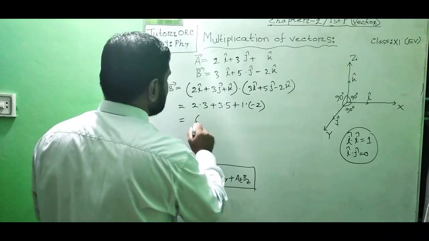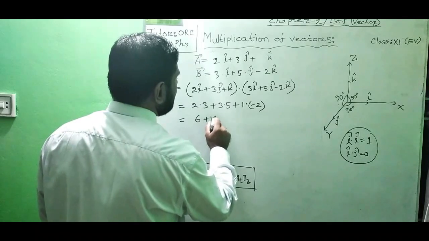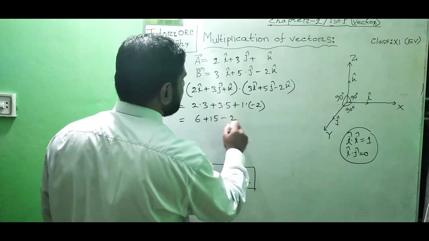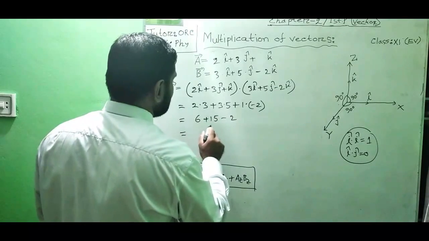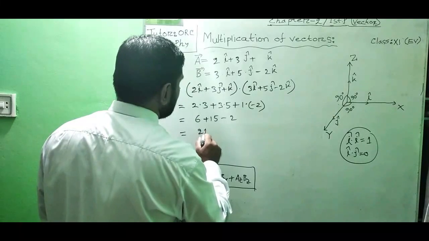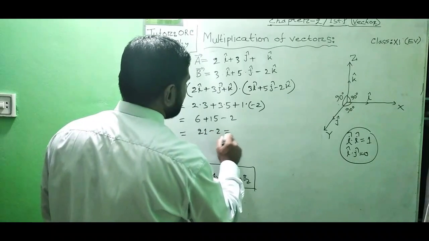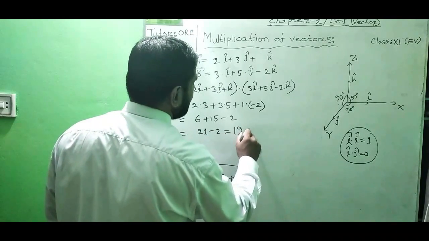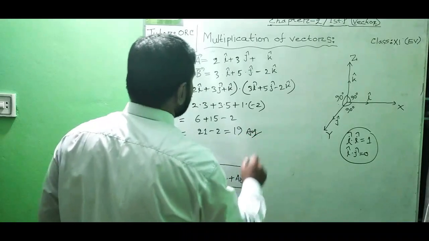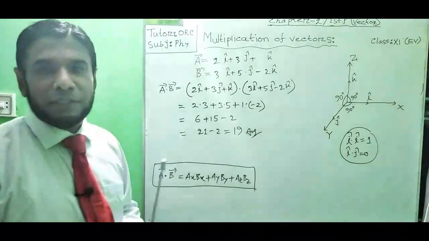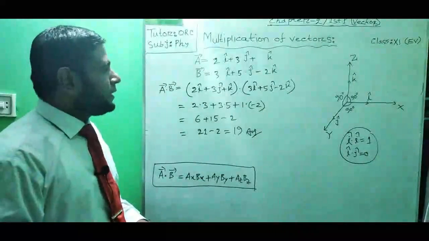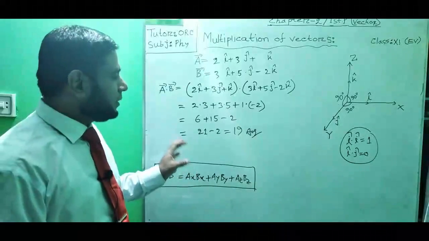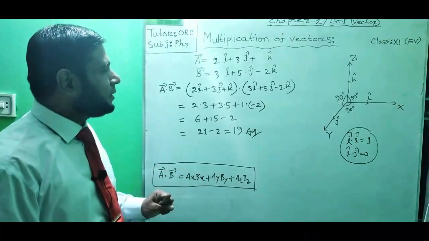So here it will be 6 plus 15 minus 2, which is 21 minus 2. So the final value will be 19. That is the answer. It's a very easy technique, and it's an important topic in the vector chapter.